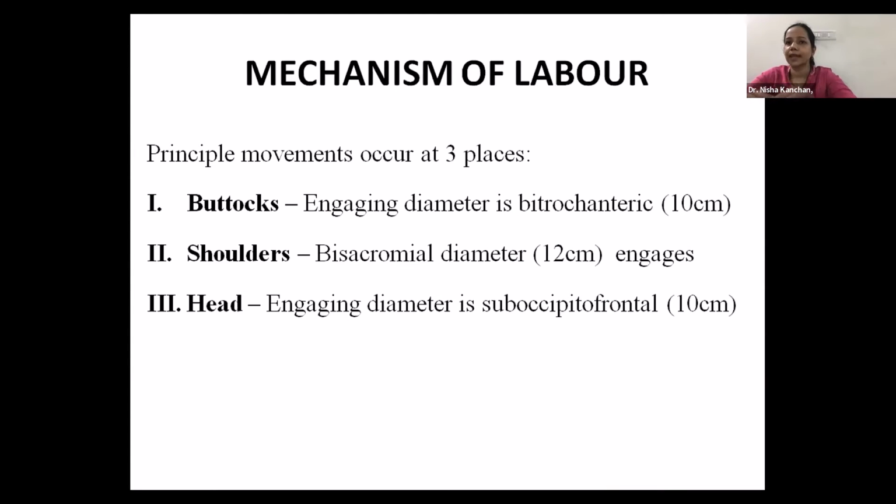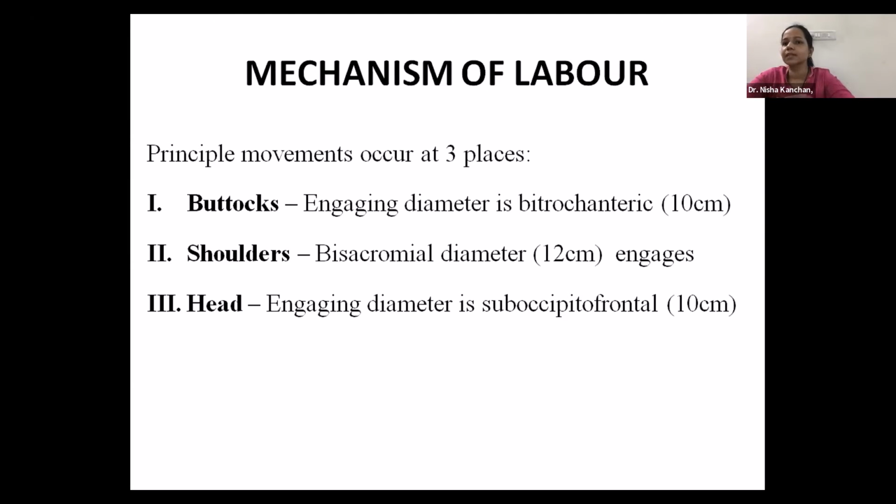Now, when you're describing mechanism of labor in the breech, you have to describe it at 3 levels. Whatever movements are happening at 3 different levels: at the level of the buttocks, the shoulders, and the head. So 3 engaging diameters come into play. The engaging diameter for the buttocks is between the 2 trochanters. It is the bitrochanteric, half centimeter more than your biparietal, about 10 centimeters. Bisacromial, which is between the acromion processes, is about 12 centimeters. When that diameter goes into the pelvis, you say the shoulder has engaged.